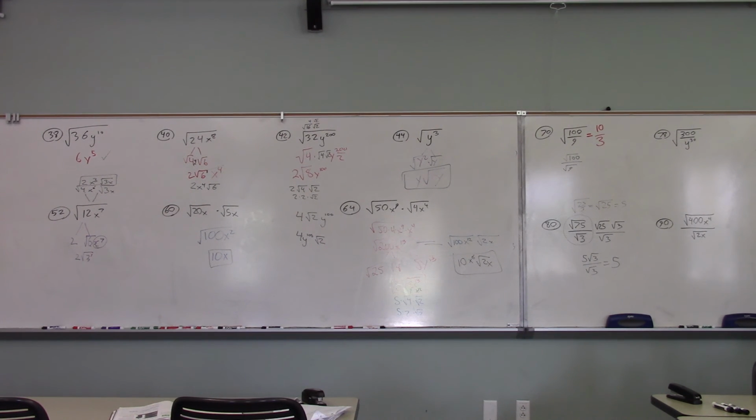78, right? There's nothing that cancels, there's no simplifying. So let's just take out the perfect squares. Maybe it'll help if we write this as square root of 300 over square root of y to the 30 and simplify each one separately. So Ruthie, on top, what perfect square goes into 300?